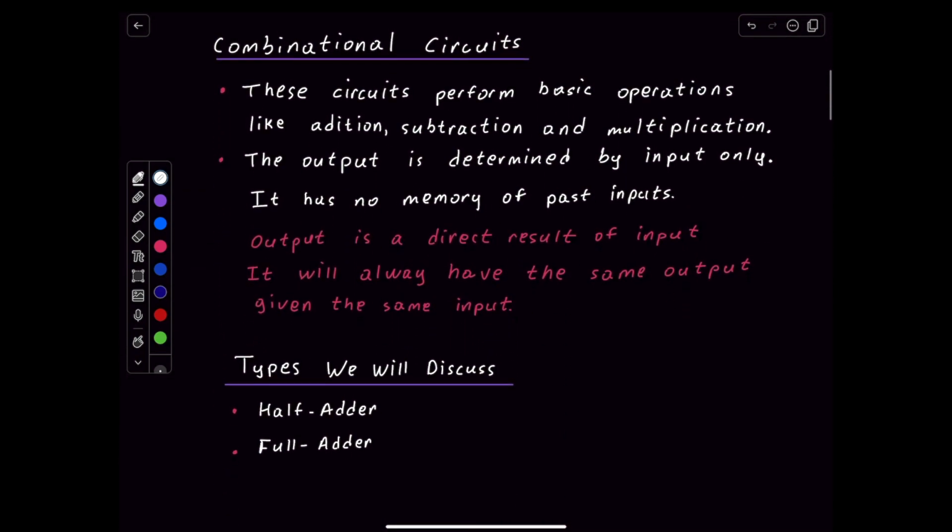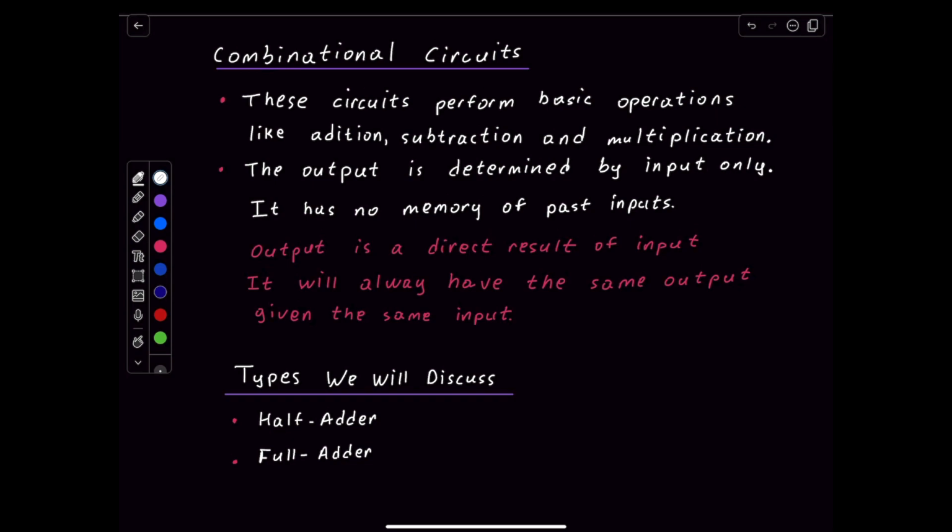So, combinational circuits. These circuits are basically used to perform basic operations like addition, subtraction, and multiplication based on the inputs that they received. The outputs are determined solely by the current inputs, so there's no memory of past inputs. Whatever you put in, you're going to get that same thing every time. You can think of it as a one-to-one function.